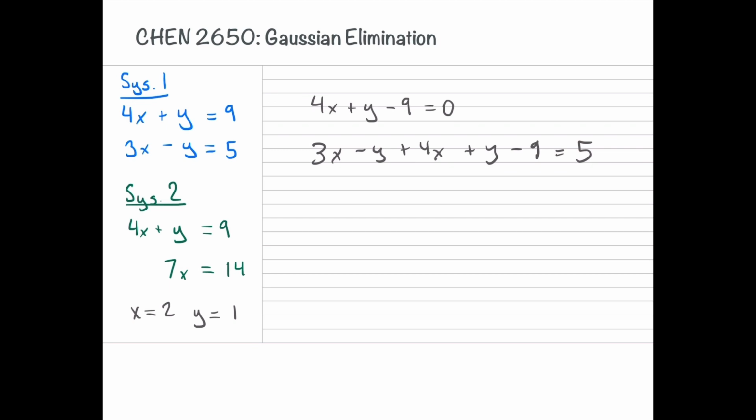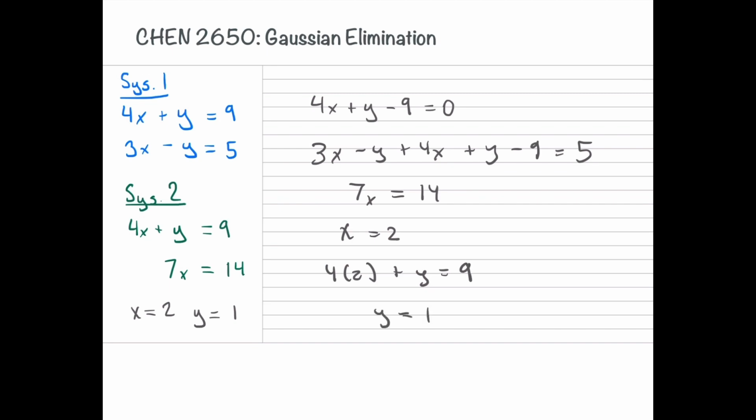In simplifying this, we find that 7x, so 3x plus 4x, the y's cancel out, and the 9 can be moved to the other side, so 7x equals 14, which is the second equation of system 2. So now we can see how we could transform system 1 into system 2. From here, it's quite easy to find that the solution is x equals 2, y equals 1. Simplifying 7x equals 14, we find that x equals 2. Then we can plug that into the first equation: 4 times 2 plus y equals 9, so y equals 1.